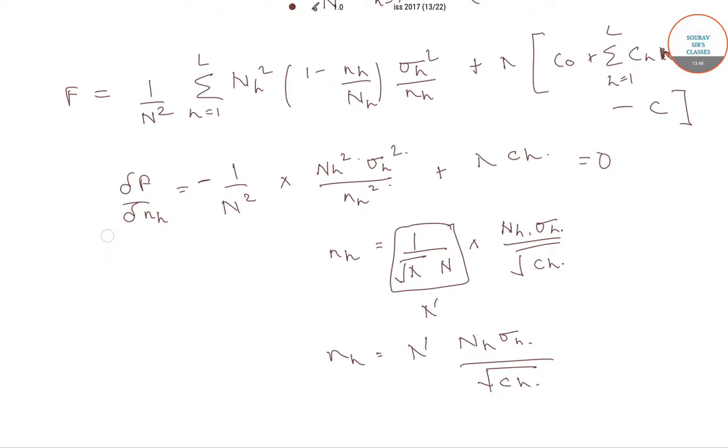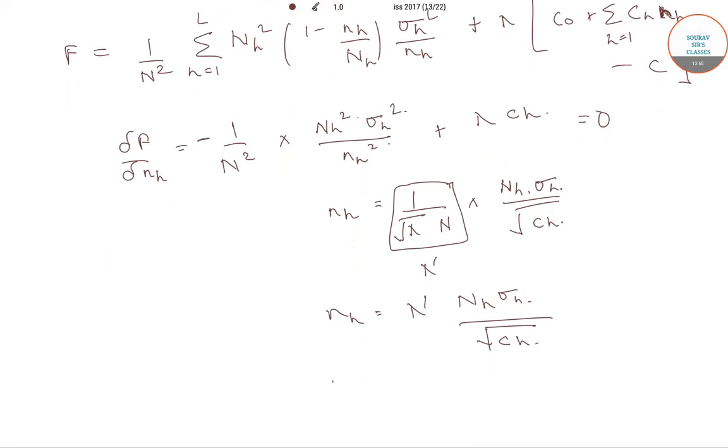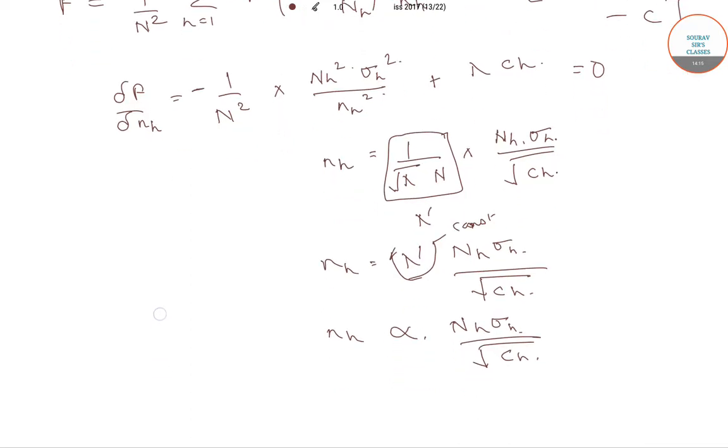So here we can clearly see that our nh is proportional to capital Nh sigma h divided by root over ch, as this lambda dash is a constant. Since it is a constant, from this we can clearly say that nh is directly proportional to capital Nh sigma h and inversely proportional to root over ch.